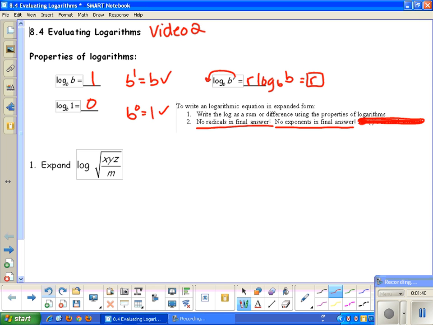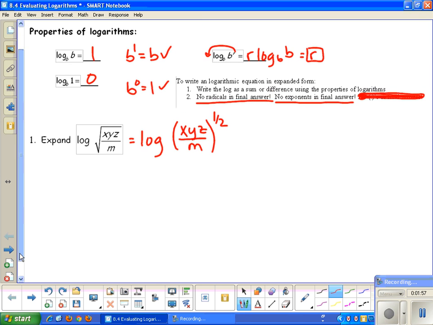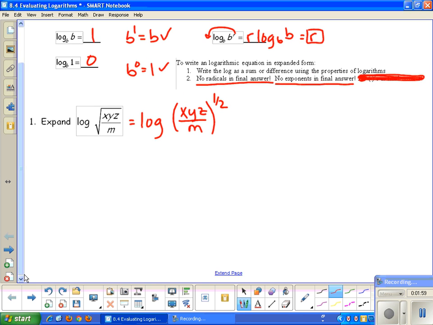So for this, if we expand this, the first thing I would do is get rid of that radical because when we're expanding, we do not want radicals. So I would rewrite this as the log of xyz over m to the 1/2 power. Now there's a couple different ways we can expand this. We can use properties of exponents and do x to the 1/2, y to the 1/2, z to the 1/2 over m to the 1/2. Or if you want, you can bring this down first. It doesn't really matter which one you choose. I'm just going to go ahead and bring it down first.